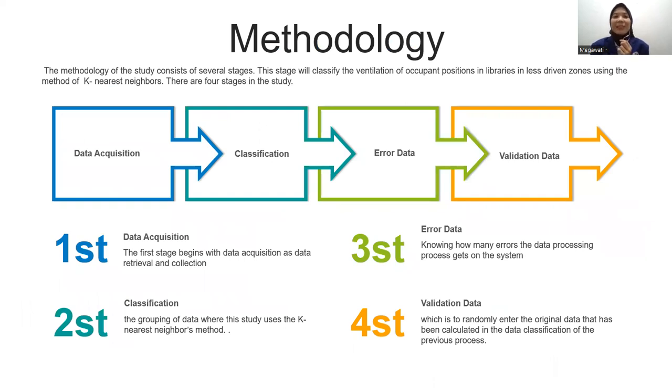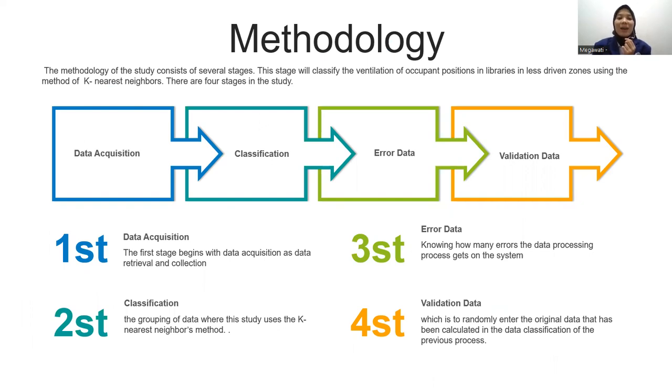Next, methodology. The methodology of the study covers the overall stages. The stages will classify the ventilation of the occupant position in the library address zone using the K-nearest neighbor method. The first stage of the study is as follows.